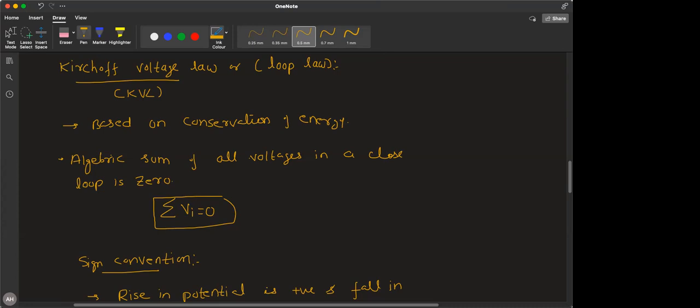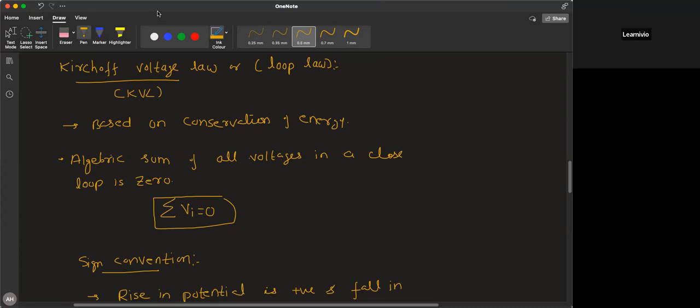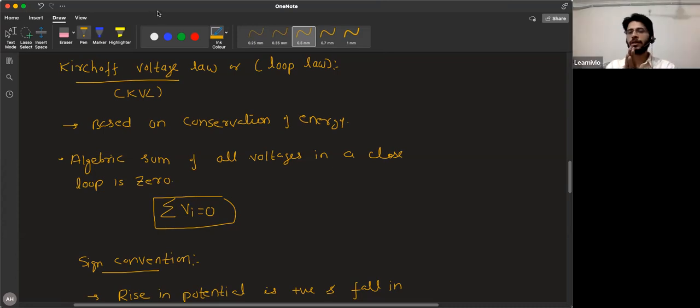Whatever we learned in series and parallel combination till now, those were tricks. They are not laws. They're applicable in some cases and they're not applicable in many cases. They are not laws, they are just tricks.